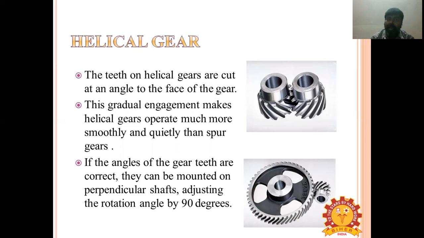Helix angle, spiral angle, lead, normal pitch, and axial pitch. The axial pitch is otherwise called the circular pitch. We will see these elaborately when we study the terminology of gears. The helix angle is the angle between the tooth axis and the plane containing the wheel axis. So these are helical gears.